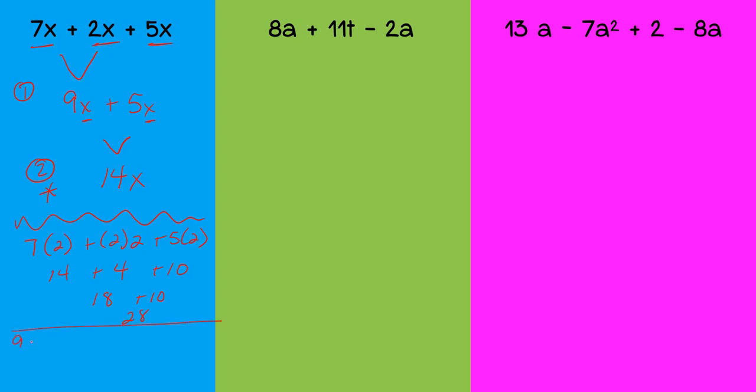If I use the second expression, if I did this correctly, I should also get 28. So I would do 9 times 2 plus 5 times 2. 9 times 2 gives me 18. 5 times 2 gives me 10, which gives me 28. So far, so good. And here I would do 14 times 2, which gives me 28. So that proves to me that each of these 3 expressions are equivalent.